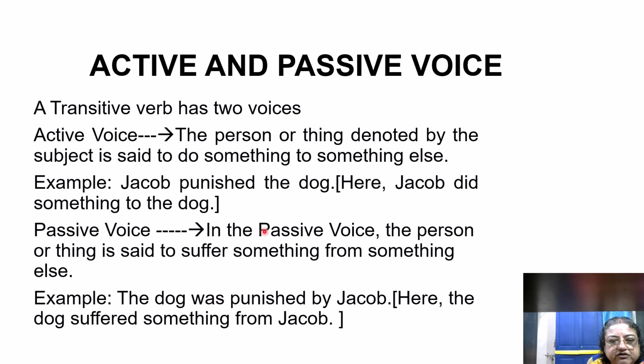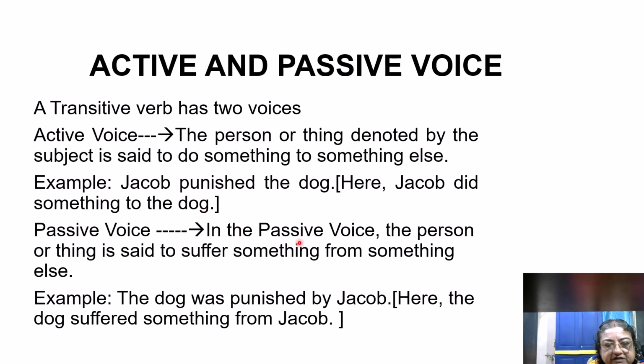So next we come to the passive. If you see here, Jacob did something to the dog, that is, he punished the dog. So here the dog is the object and he is doing something, that is, he is punishing that dog. Now this sentence, meaning the active voice, you can change into passive.